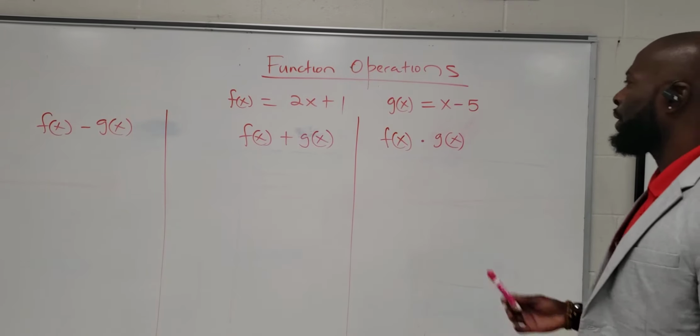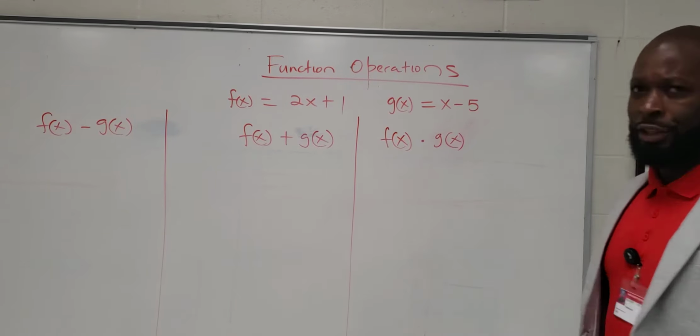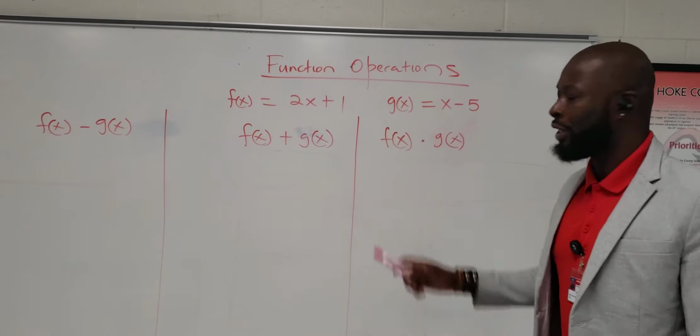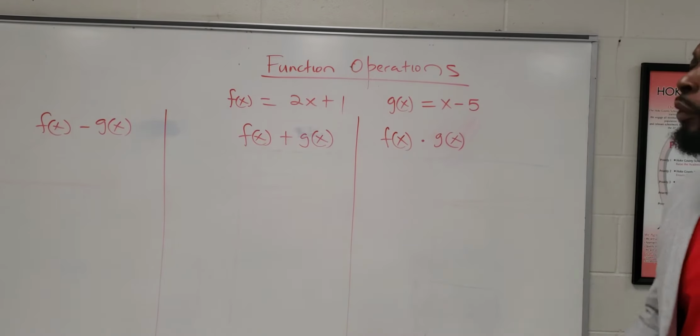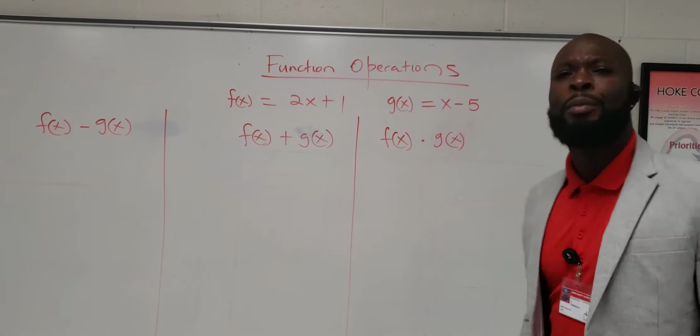Okay? So here we have two functions that are given. One is the f function, which is 2x plus 1, and the other is the g function, which is x minus 5. The two of them are linear. How do I know? The highest exponent is 1.